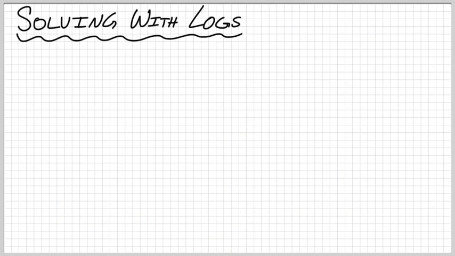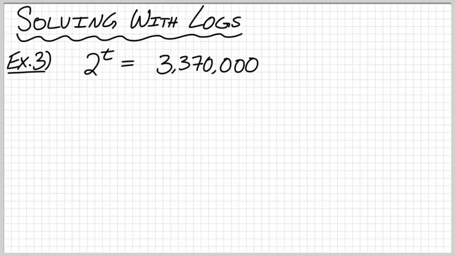Okay, so the last piece we need to talk about for these notes is solving equations with logarithms. So let's start with an example. Example 3. 2 to the t equals 3,370,000. Okay, so before, in last chapter, if we wanted to know what t was, let's say it's time, like doubling time for a population, we would have to put this in our calculator, like y1 equals 2 to the t, and y2 equals this thing. And we do second trace intersect to see what t was.